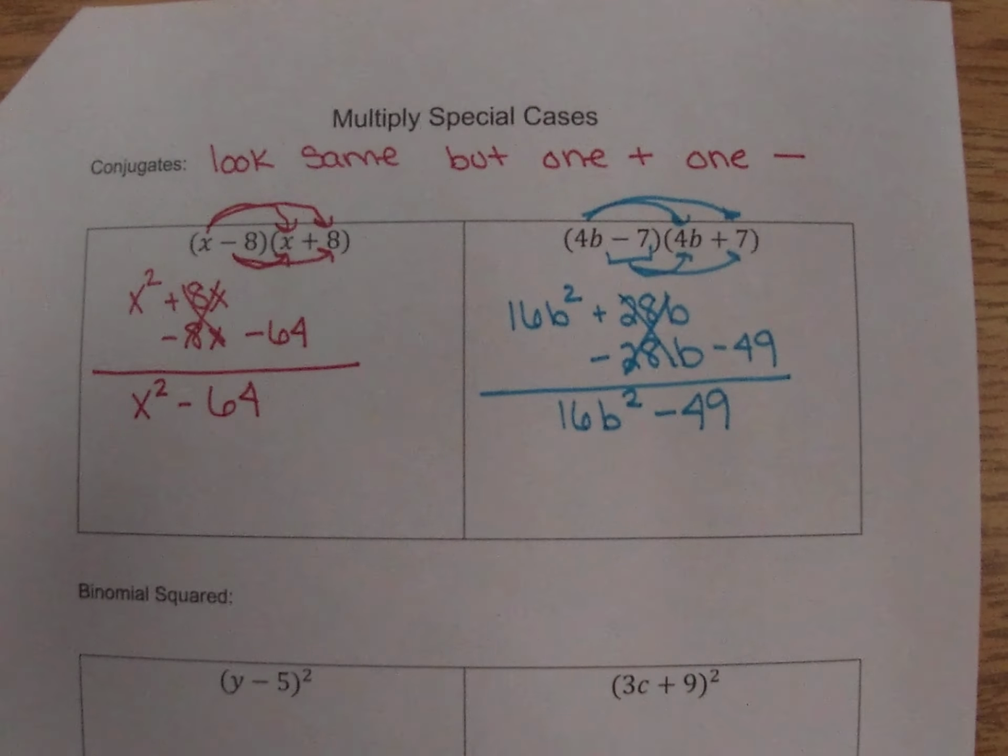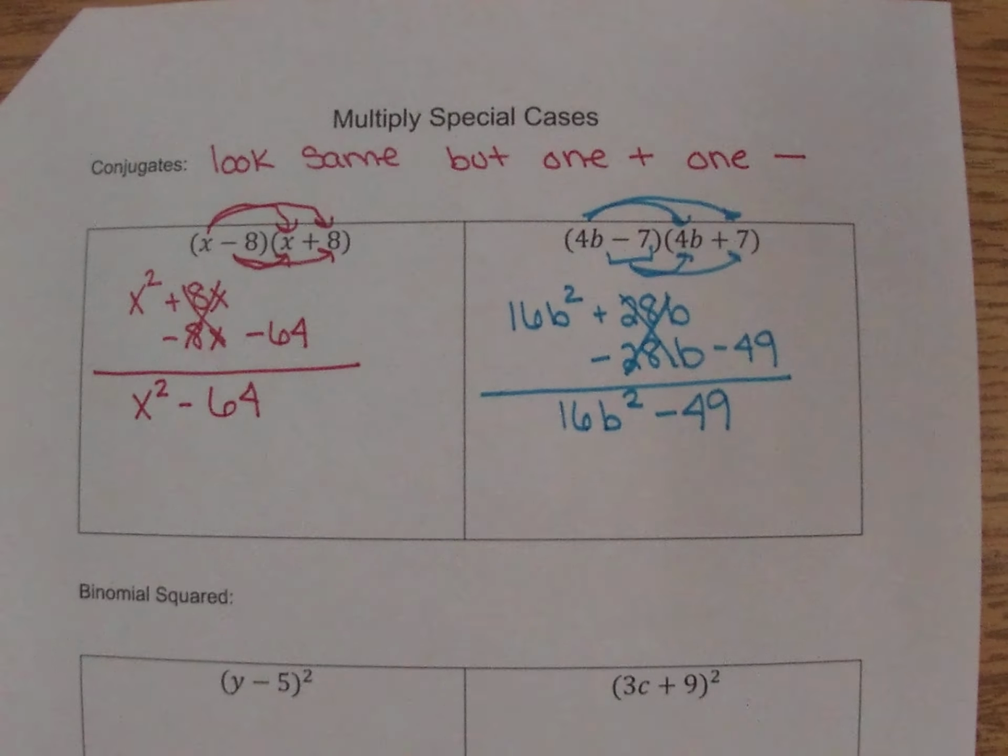So we'll notice when we multiply with conjugates, those two middle terms cancel each other out and we're only left with the first and the last term.